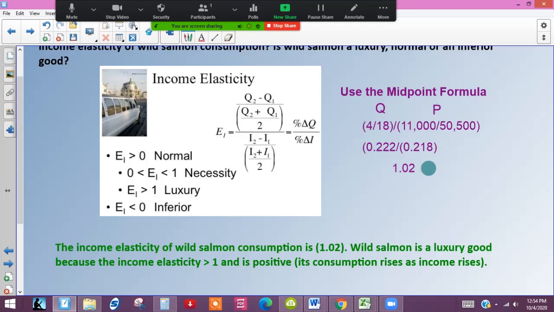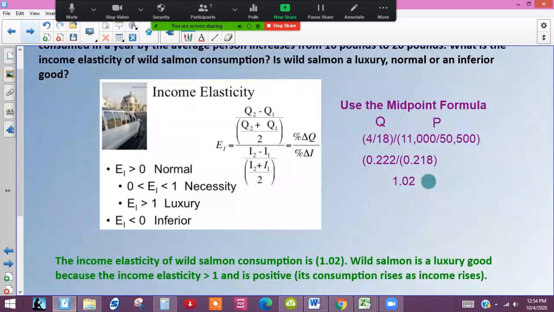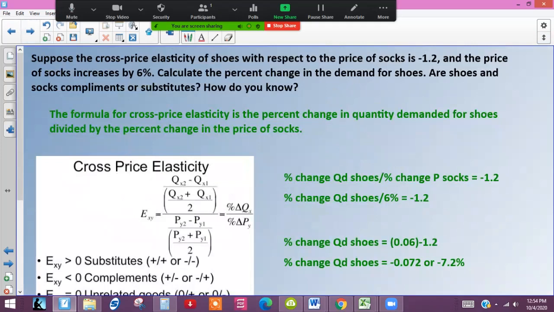Okay, so there you go. The next one is cross price elasticity. Now remember, once again, when we're reading through this, it's giving us the price of socks, and it's asking us about the demand for a shoe. So this is the percent change in quantity demanded.